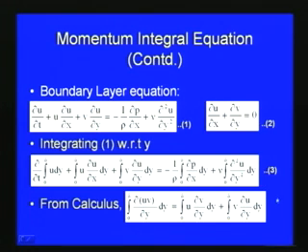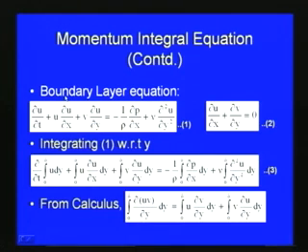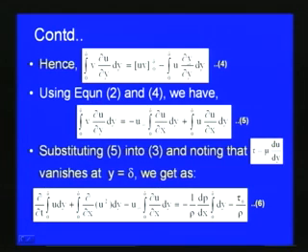So, this is coming from calculus, and hence we can write the integral from 0 to delta of v ∂u/∂y dy is equal to [uv] within the limits of 0 to delta, minus the integral from 0 to delta of u ∂v/∂y dy, as written in equation number 4 here. Here, we will use equation number 2, which is the continuity equation, in this equation number 4.